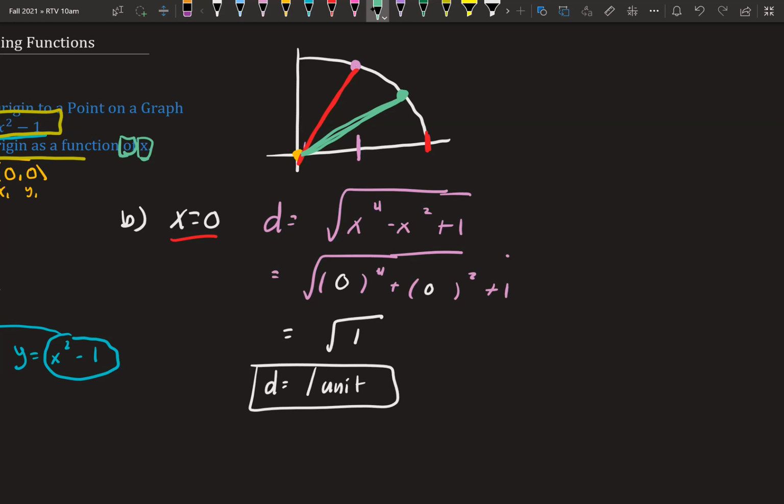So for those of you wondering, what the heck are we doing? This is what we're doing. We're finding the distance of any point on the graph from the origin, the direct distance. That was the formula we just found.